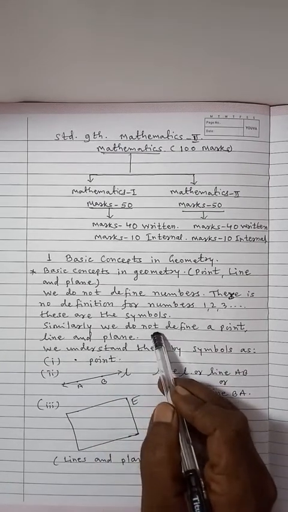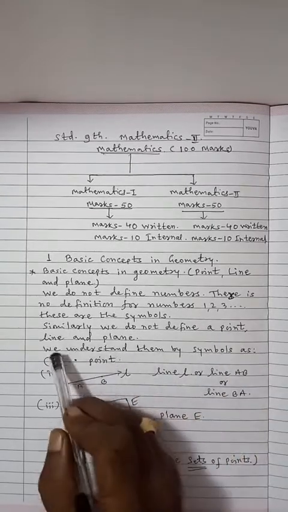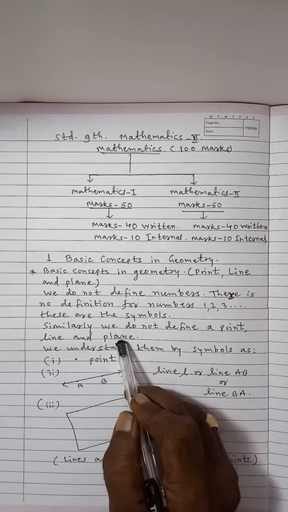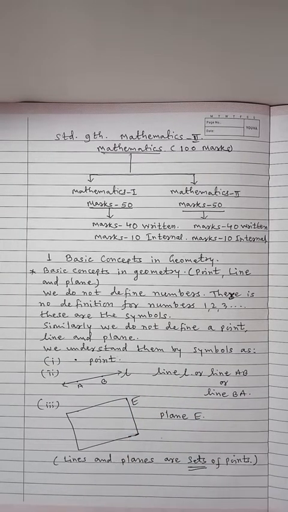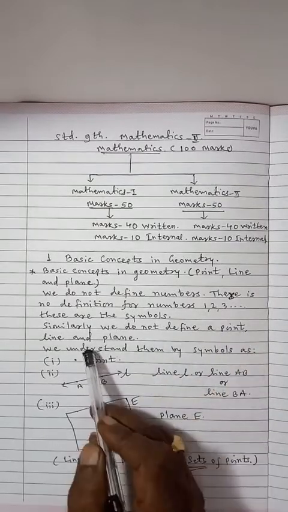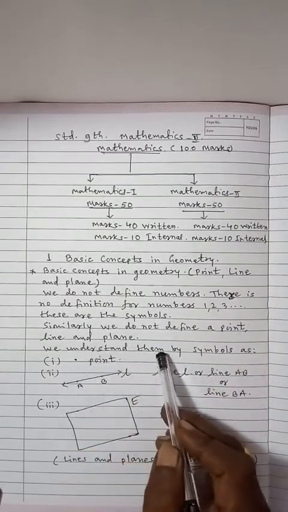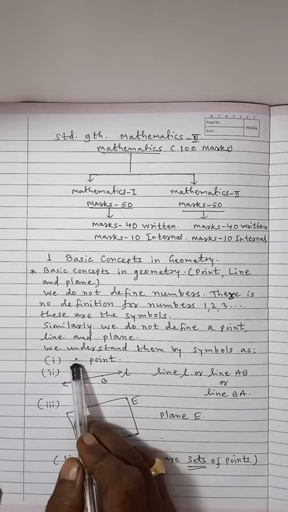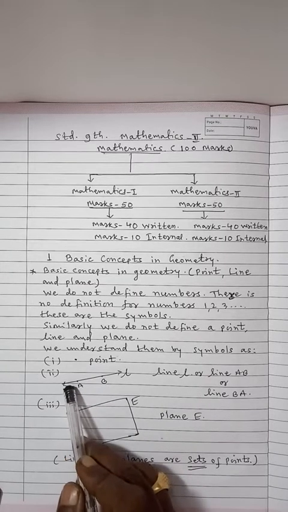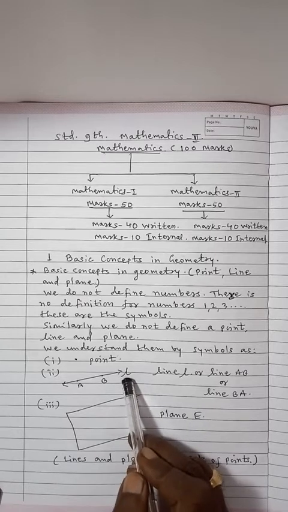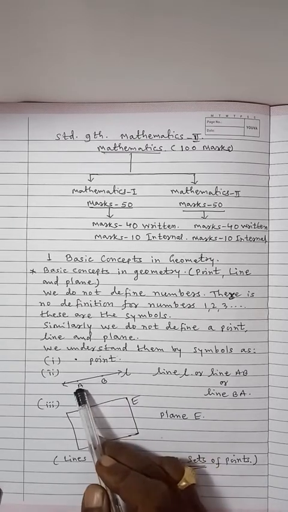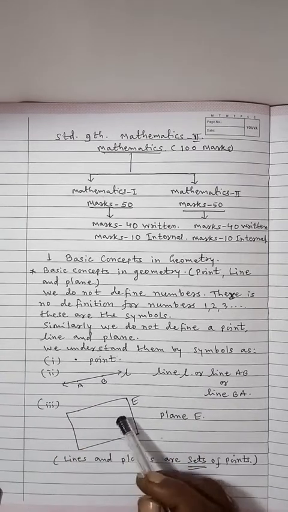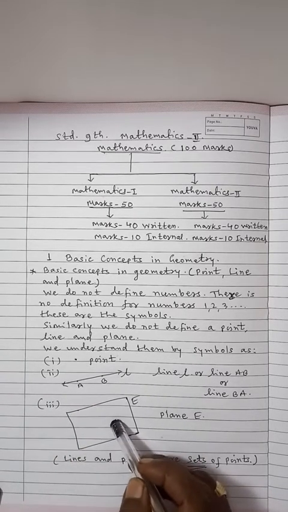Similarly, we do not define a point, line and plane. We can understand what a point is, what a line is, what a plane is, but there is no definition for them. We understand them by symbols: a small dot made by the pen on a paper is a point. Here it is the line, line L or line AB or line BA. And here is the figure of the plane.